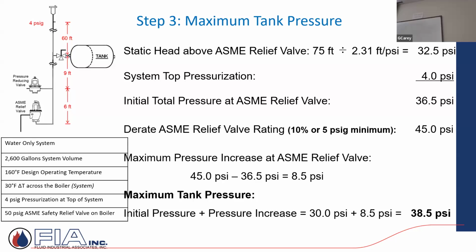So maximum increased pressure, 45 minus 36.5 is 8.5 pounds. So the maximum tank pressure is the initial pressure plus the pressure increase, which is 30 plus 8.5. So the maximum tank pressure can only go from 30 to 38.5, which when I relate it down here, my relief valve will climb, but it won't get any higher than 45. So it keeps the valve closed.